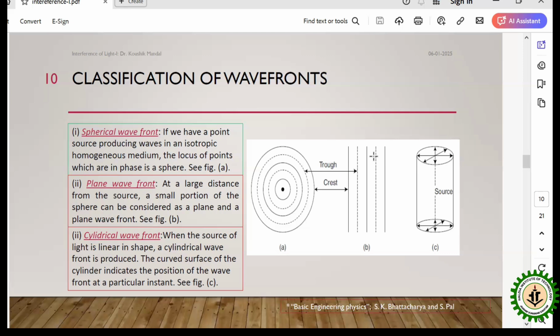What is the cylindrical wavefront? If you consider one cylinder-like source, for example, one tube light, with light coming out from the line source, then on the cylindrical surface all the points are in the same phase. So the wavefronts coming from the line source are in cylindrical shape.